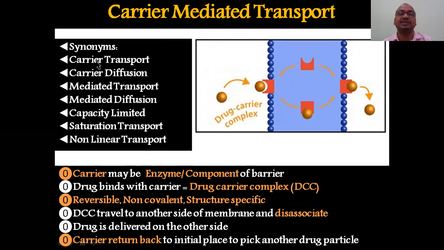This is also called carrier mediated transport, mediated diffusion, capacity limited. Why is this called capacity limited? I will explain. Capacity limited means saturation transport; saturation will be reached at one point. That is the main thing here. These three terms are almost the same. I will explain in the next slide. This is also called non-linear transport. This is very, very important and a very simple concept.